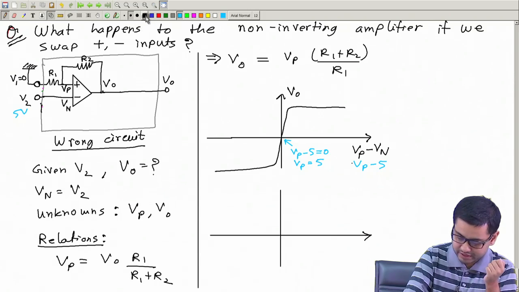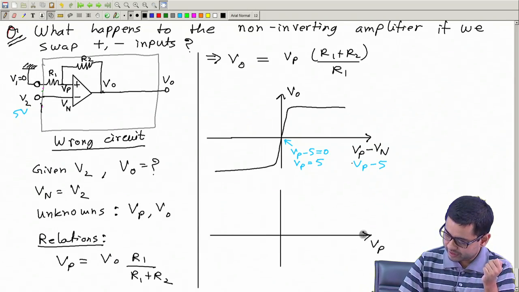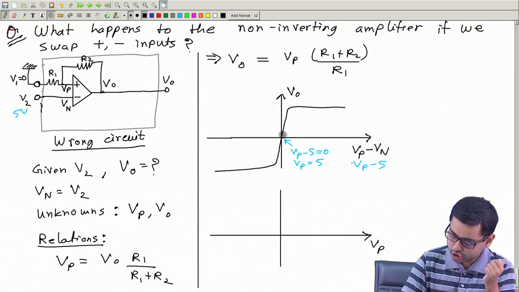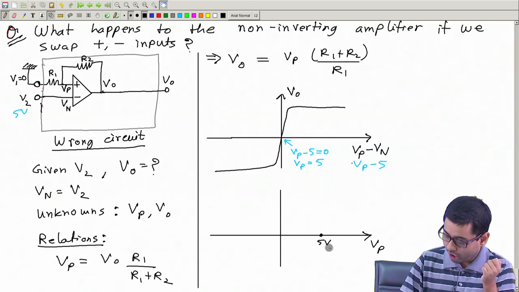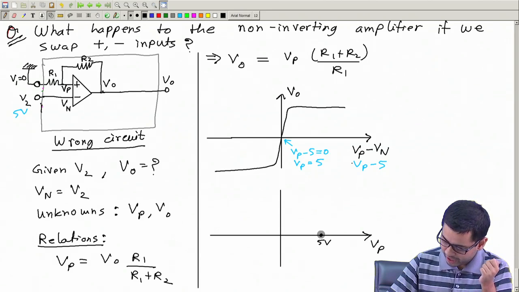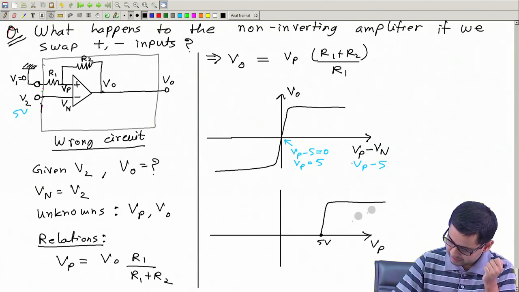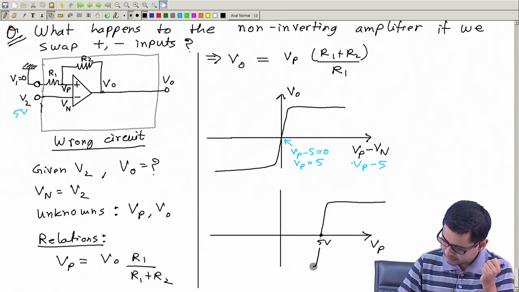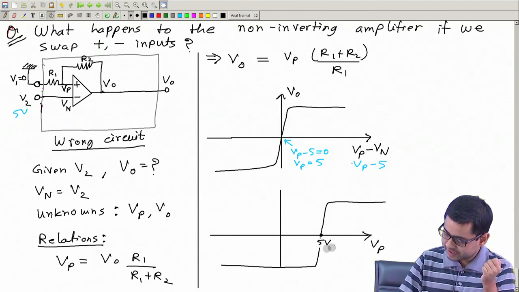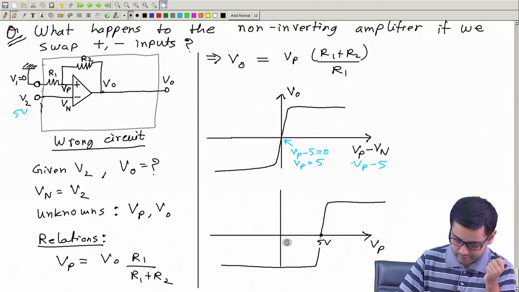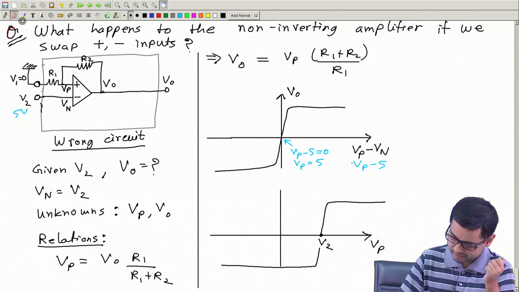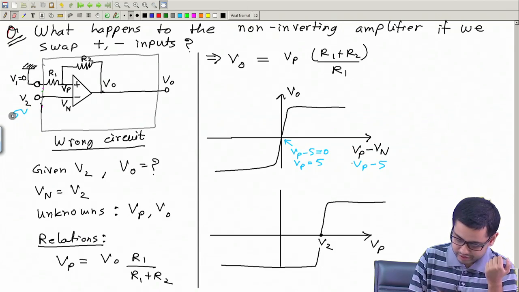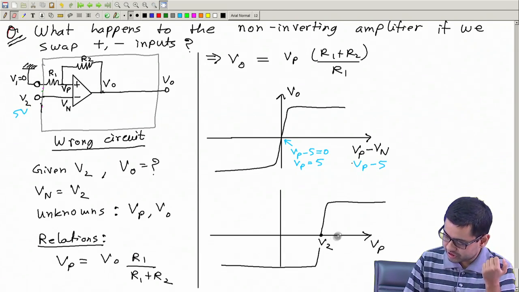So in the other curve, when Vp is equal to 5, this crossover will take place. So at the point where Vp is 5 volt, this is where the crossover will take place. So in general, in place of 5 volt, let me put the value V2 or Vn, whichever you like. Okay, that's it. So this is one relationship.